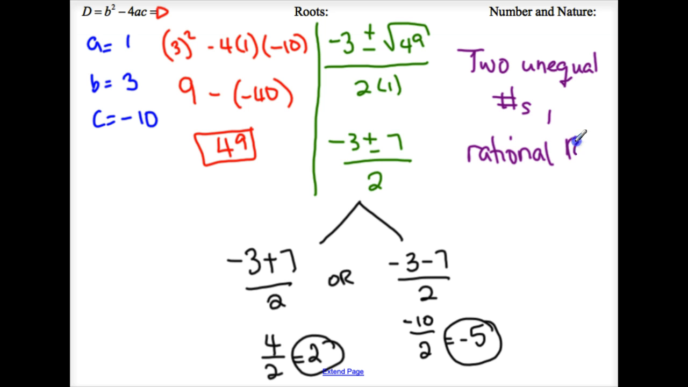No, rational roots. So the rational roots can be written as a fraction, 2 over 1, or 4 over 2, negative 10 over 2, like you can see right here. They're unequal, they're 2 and negative 5. So let's say this was 2 and that was 2, they would have been 2 equal.